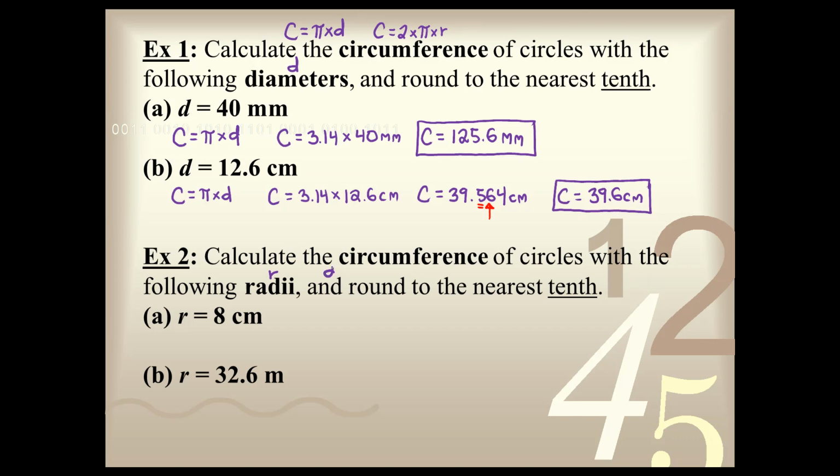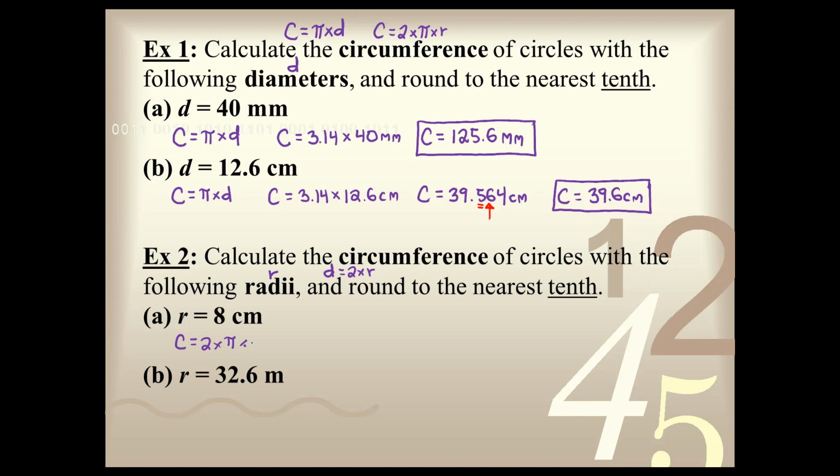So if you wanted to, you could go d is equal to 2 times r. Then once you have the diameter, you could plug it into the C is pi times d equation, but there's no real need to use that. We can use the other equation. Okay, so if we have the radius, circumference would be equal to 2 times pi times r.